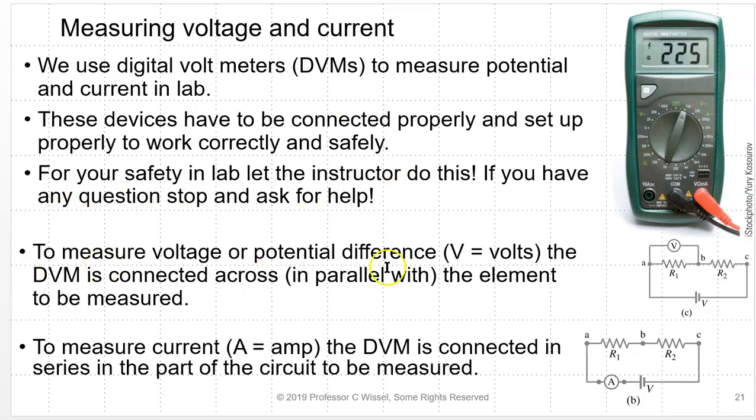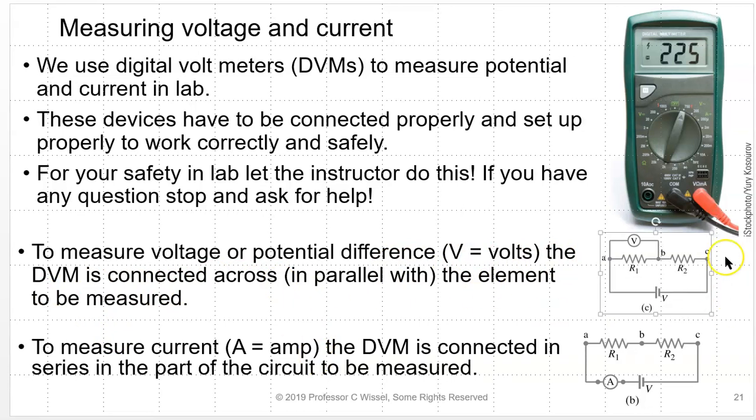Now, to measure voltage or potential, that is V equals volts, the digital voltmeter is connected across and in parallel with the element to be measured. So, suppose you wish to measure the potential drop across this resistor in this circuit. You set your DVM to read voltage by turning the dial and to read the proper scale. And then you connect your DVM in parallel with the resistance you wish to measure. And this, by the way, this V in the circle says that you're measuring potential or voltage.